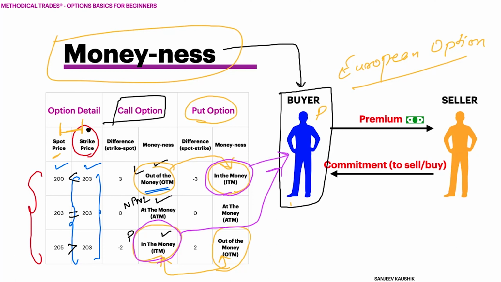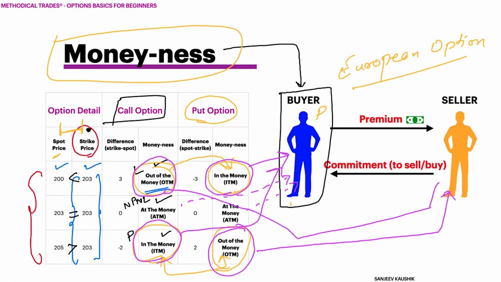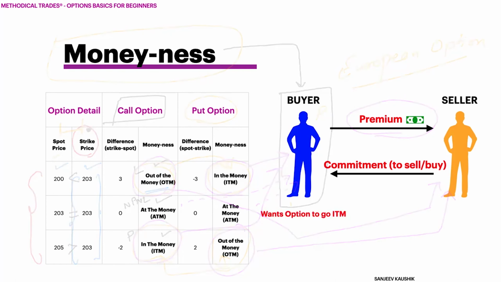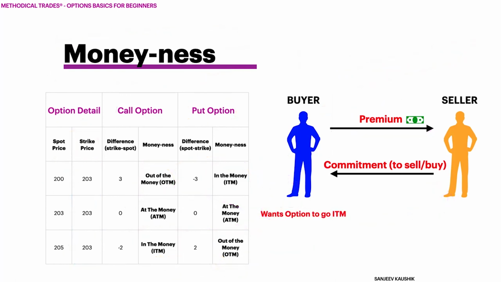He can also be profitable in the scenarios of at the money, but it depends upon at what price the option was purchased, right? And similarly, the option seller would want the options to expire out of the money so he can get to keep the premium. Essentially what that means is the buyer of the option wants the option to go in the money. Whichever option that he would buy, he wants those options to go in the money.